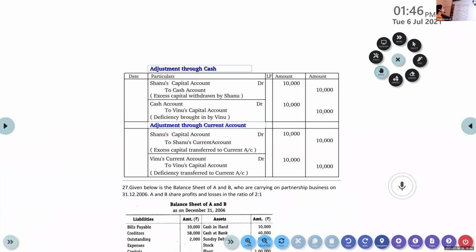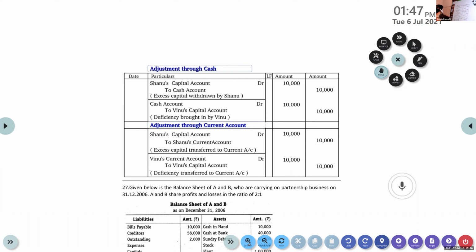Now, cash account debit to Vinu's capital account. Why? Because Vinu has to bring 10,000 more. Vinu is bringing 10,000 more because it is deficient. Only 30,000 was there, but Vinu should make it 40,000, so he is bringing 10,000 more. So cash account debit, asset increase, to Vinu's capital account. This is the way we do it with the help of the cash account.